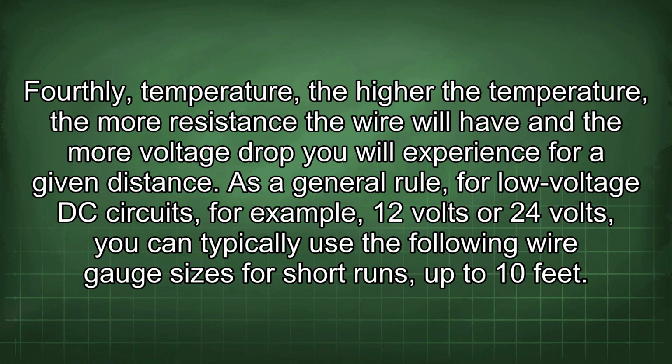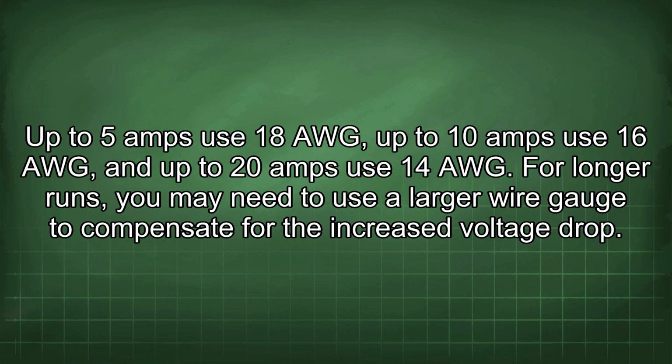As a general rule, for low voltage DC circuits, for example, 12 volts or 24 volts, you can typically use the following wire gauge sizes for short runs up to 10 feet. Up to 5 amps use 18 AWG, up to 10 amps use 16 AWG, and up to 20 amps use 14 AWG.